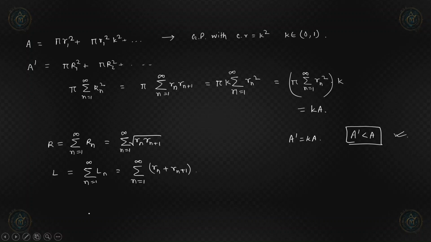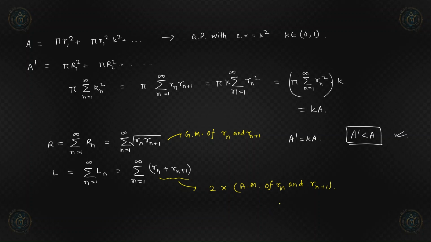Now the question is which one will be greater? To compare this, we use the AM and GM inequality. Now you may ask me, how does this approach strike your mind? How can we know that we have to apply the AM and GM inequality here? Well, we can clearly see the forms here, right? This is nothing but the geometric mean of rn and rn plus 1, and this is nothing but 2 times the arithmetic mean of rn and rn plus 1, right?